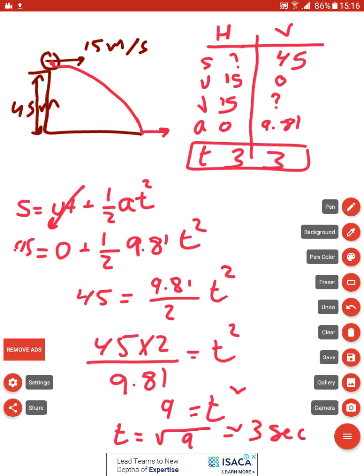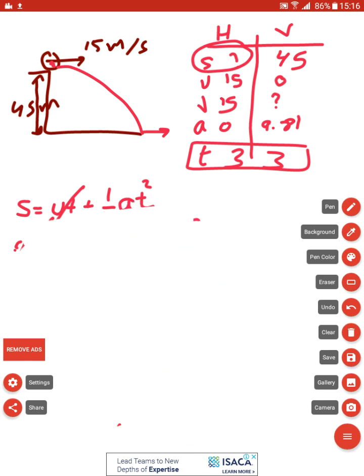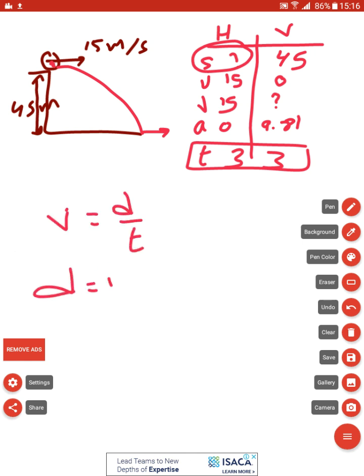Now, you can find the distance traveled horizontally. How? Horizontally, since the acceleration is zero and the speed is constant, you can use speed equals distance over time. Distance equals the speed multiplied by time. Speed horizontally is 15 meters per second, time is about 3 seconds. So the distance horizontally is 45 meters.